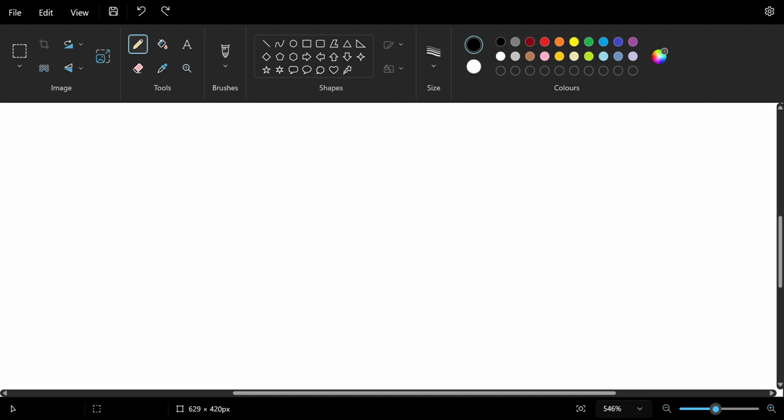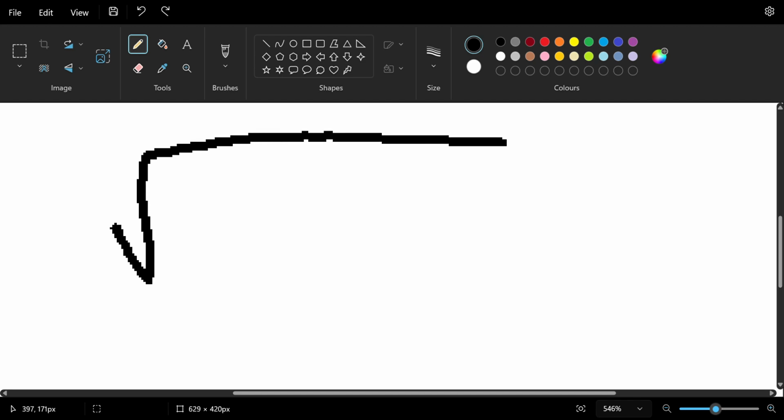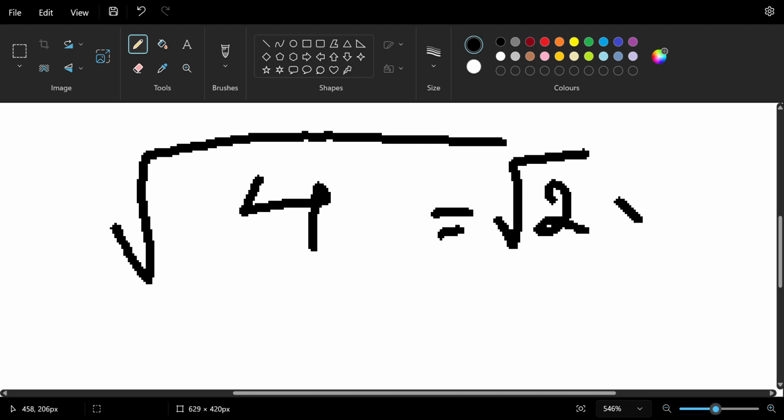Let's say you have the square root of 4. You can also write it as the square root of 2 times the square root of 2, because 4 is equal to 2 times 2. Yeah, you can distribute it. So the square root of 2 times the square root of 2 is equal to the square root of 4.